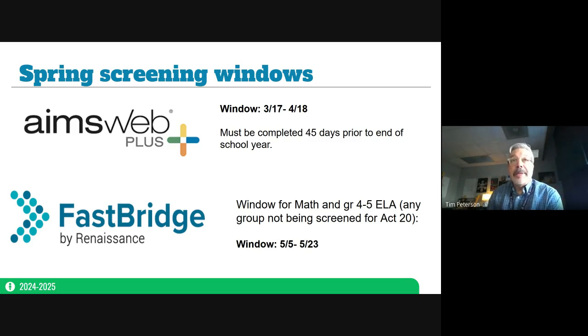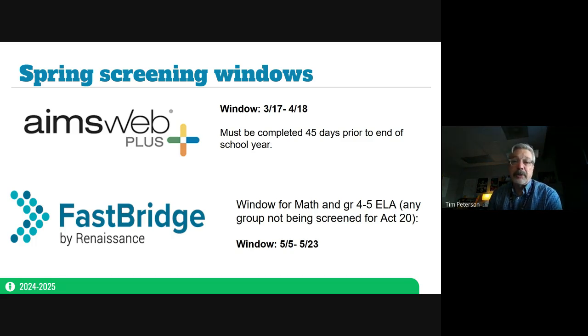The start of the window can only begin on the 17th of March. So that is a really tight window, especially since we have spring break in there. So March 17th through April 18th is the spring window for AmesWeb. The spring window for FastBridge has not changed from a year ago, and it is going to be in May.